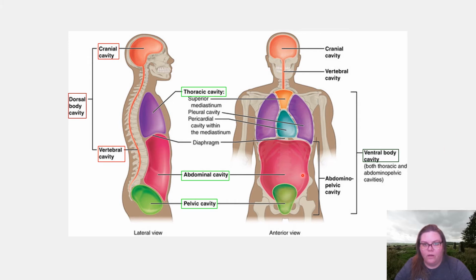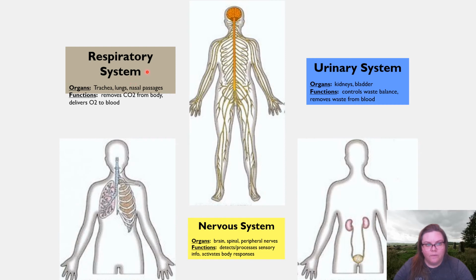And for this specific portion of the class, we are separating the abdominal and the pelvic. So, what exactly do these systems do? The respiratory system, the organs that are within it are the trachea, lungs, and your nasal passages. The function of them is to remove CO2 from the body and deliver O2 or oxygen to the body.